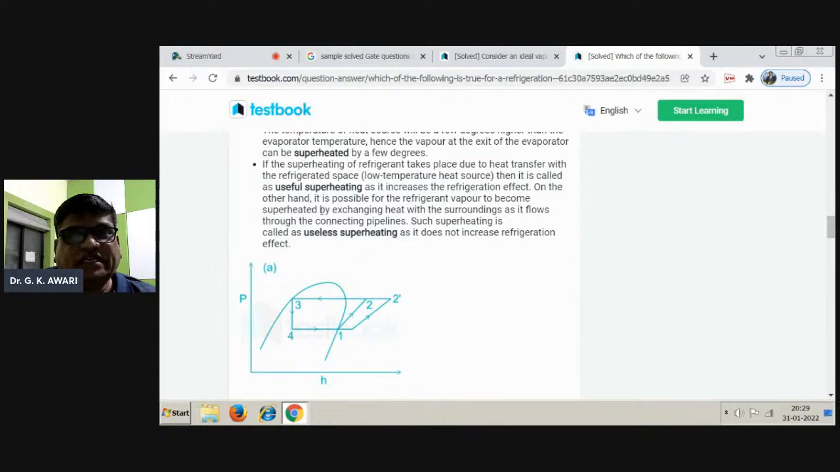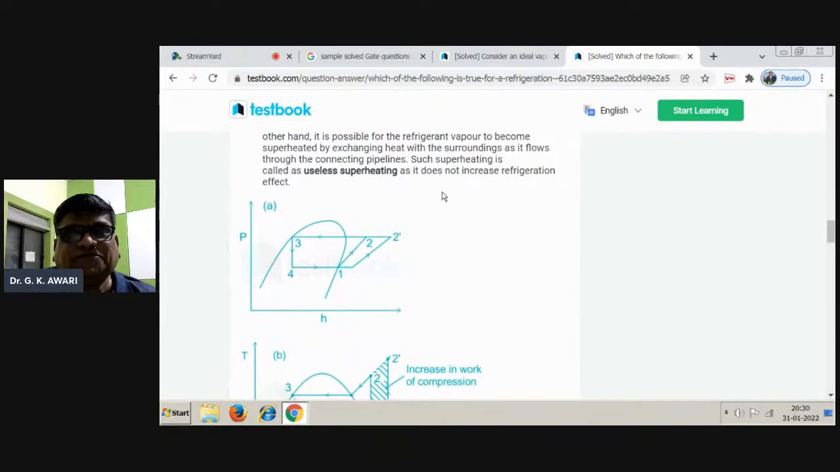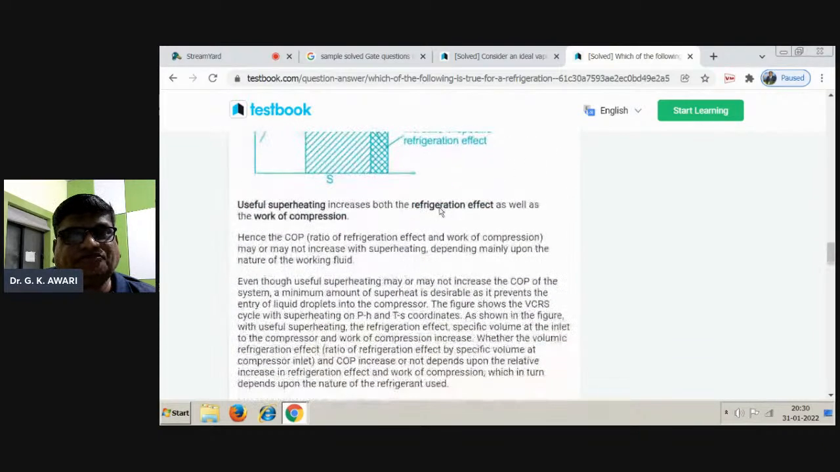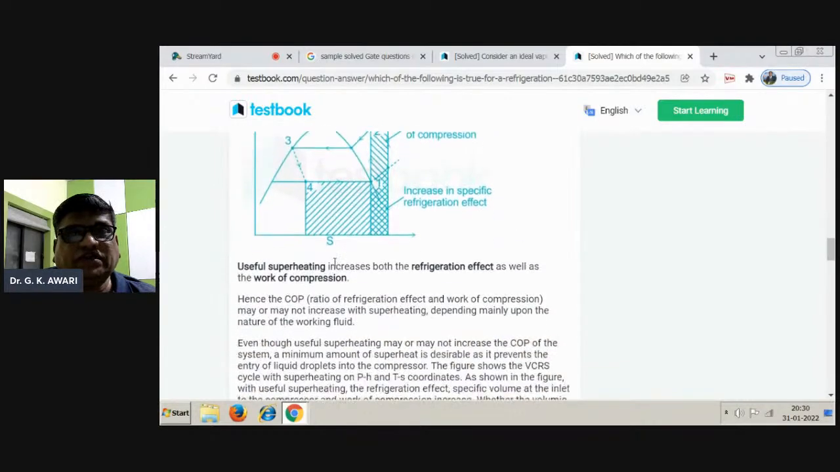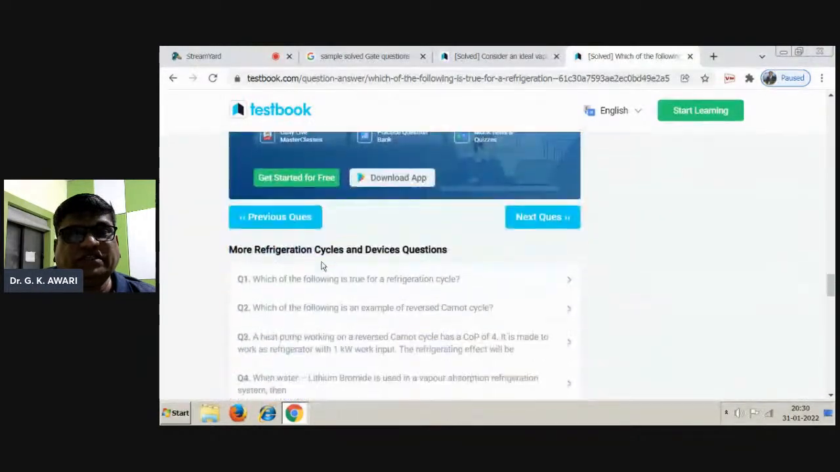On the other hand, it is possible for the refrigerant vapor to become superheated by exchanging heat with the surroundings as it flows through the connecting pipelines, and such superheating is called useless superheating, as it does not increase the refrigeration effect. So this is your useful superheating, which increases the COP.